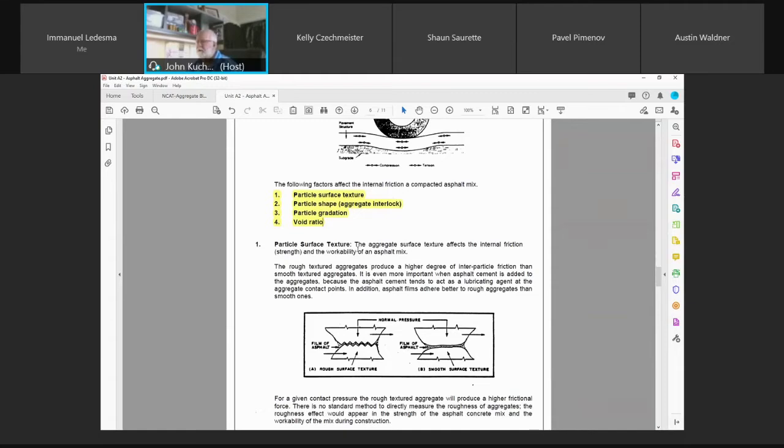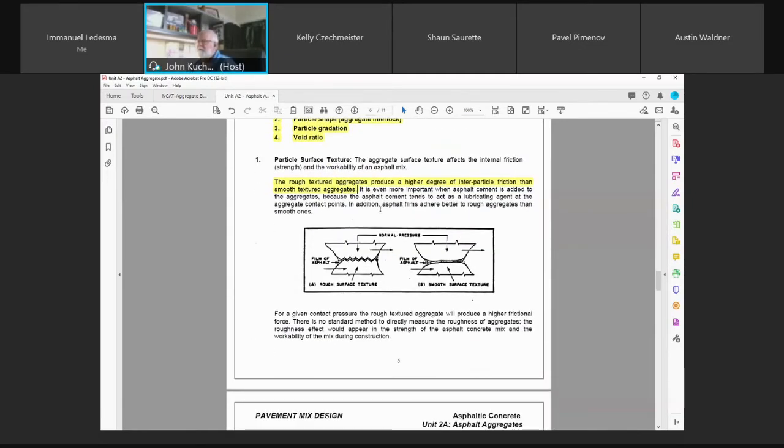So, particle surface texture. Don't worry about this little sketch. It just kind of shows you how it works. The rough textured aggregates produce a higher degree of interparticle friction than smooth aggregates. I've mentioned that over and over. And this is kind of a common sense thing. You kind of know that.